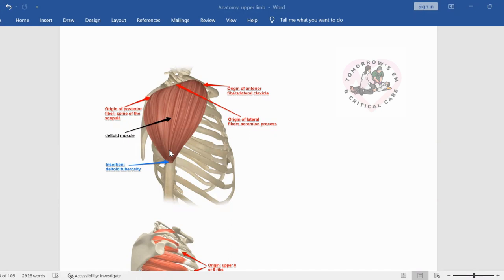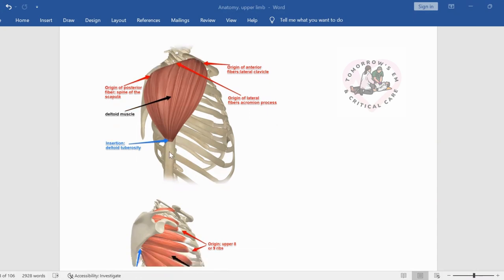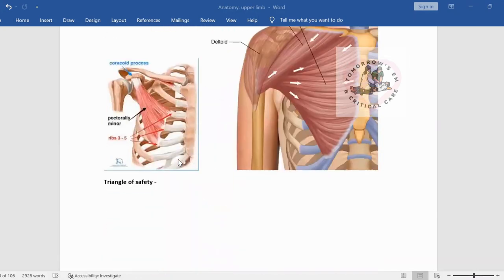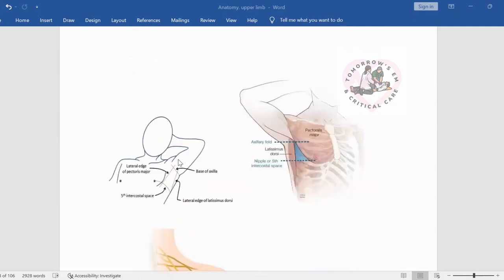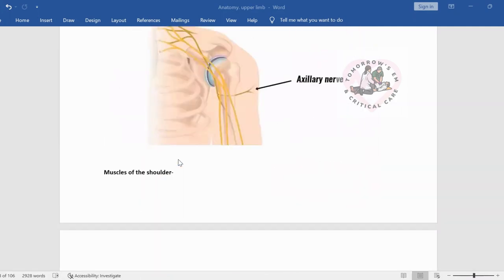What is the function of deltoid? For arm abduction, up to 15 degrees, which muscle? Supraspinatus. From 15 to 90 or 100 degrees, which muscle? Deltoid. Overhead abduction greater than 100 degrees? Trapezius, along with serratus anterior. Clear.